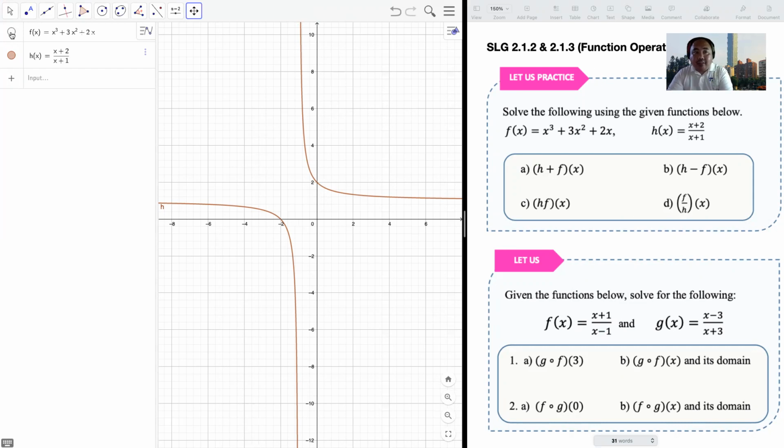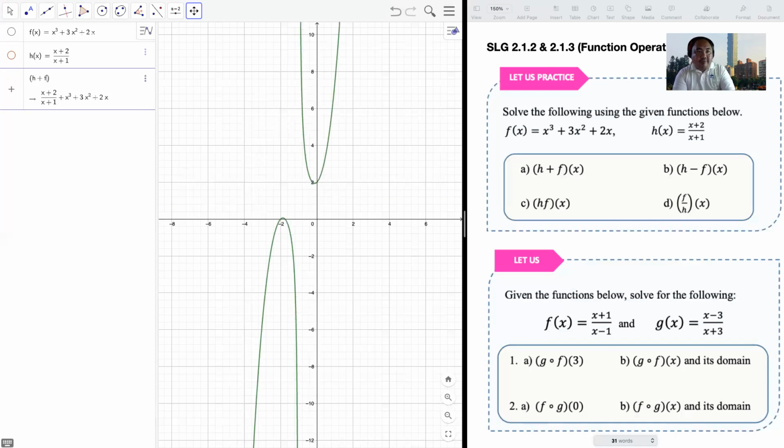That means I don't want to see them on my screen. So all I have to do is just untick this, and you will see that your graphing screen is already clear. The two functions are still there on the input bar, but their graphs are not shown on screen. It's just to make it easier for us, a less cluttered screen. So what is the sum of these two functions? Very simple. You just have to write it as is. h plus f.